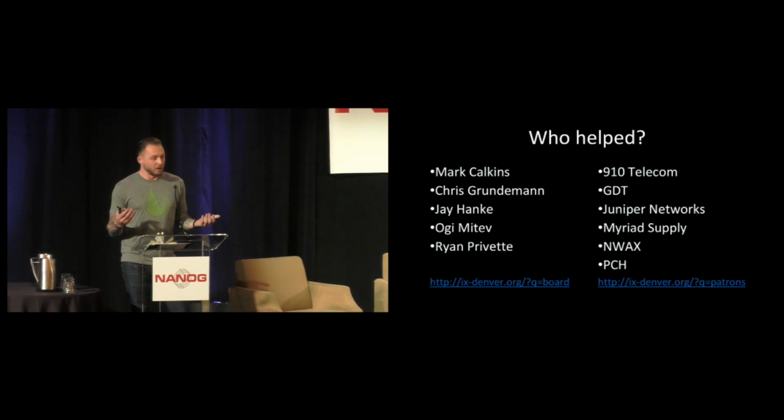They gave us free space and power. GDT gave us free fiber and patch panel. Juniper Networks and Myriad Supply together gave us the switch we're using. NWAX and PCH gave us a lot of help and feedback along the way, as well as we copied a lot of things from the 6 and their documentation that's out there, and a bunch of other open IXs that came before us.